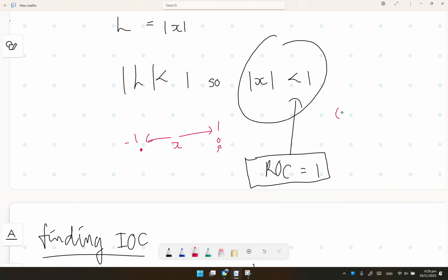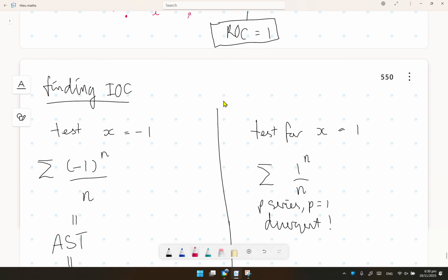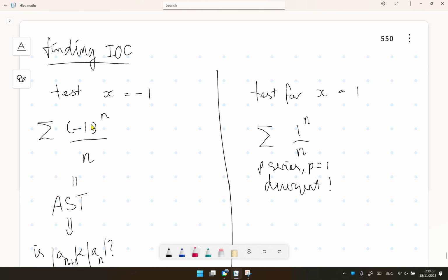To remind you, the interval of convergence could be between -1 and 1, but with 1 inclusive and -1 not. So we've got to test for those. So let's look at the interval of convergence and test each of those situations. First of all, we test for when x is equal to -1. That's this extreme end. So we put -1 in here.